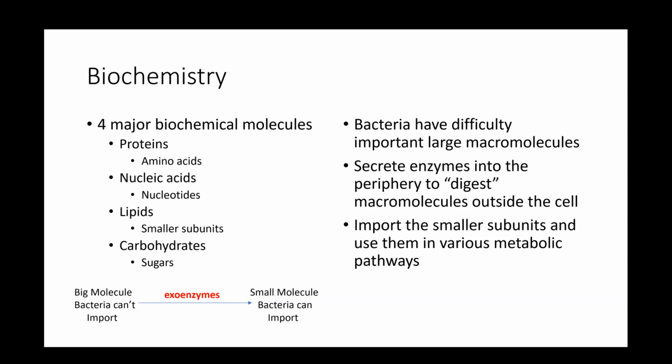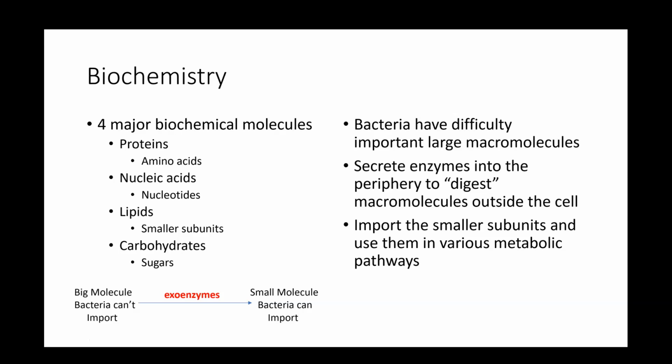So the idea here again is that bacteria need all of these molecules, but they can't take the larger macromolecule or the polymer into the cell. They have to make them into monomers, or at least something smaller. So we have these exoenzymes that the bacteria can secrete out into the environment. They can take that big molecule that the bacteria can't import, chop it up into those smaller monomers or subunits, and now we have a smaller molecule that the bacteria can in fact bring into the cell.